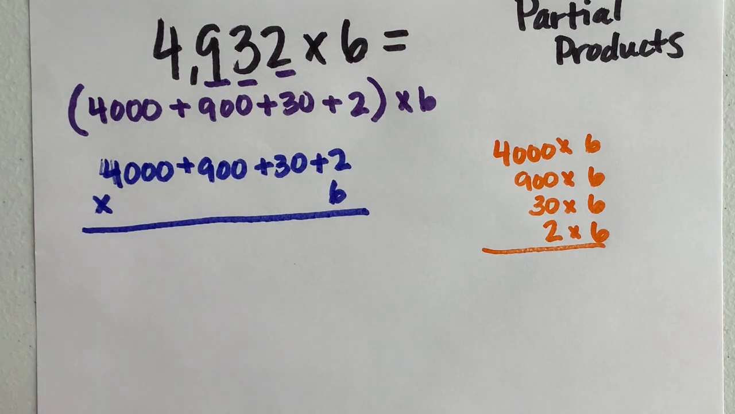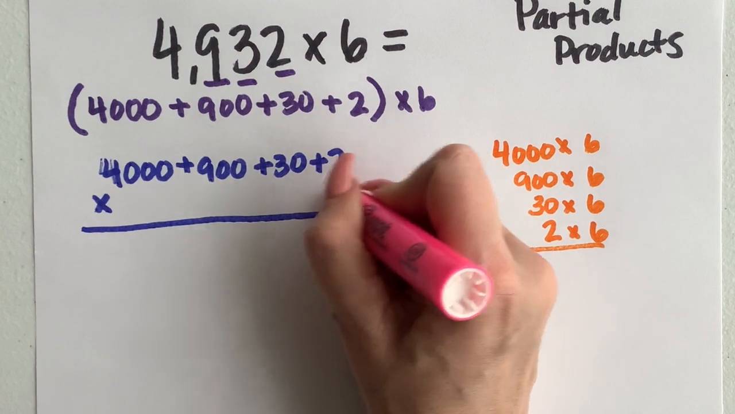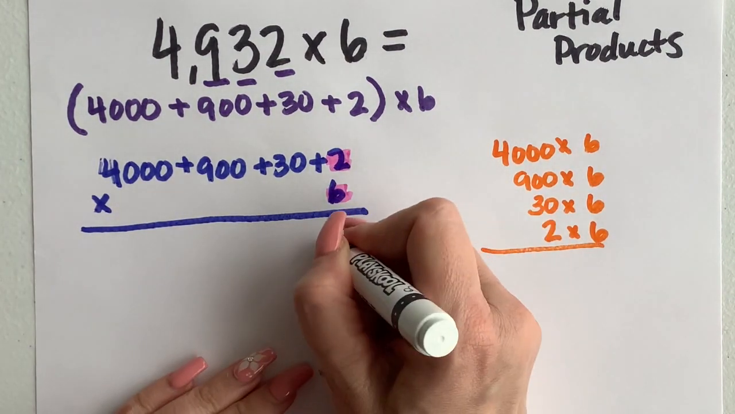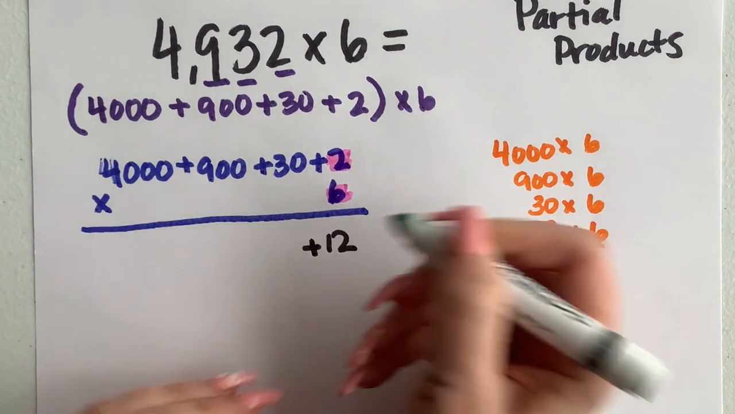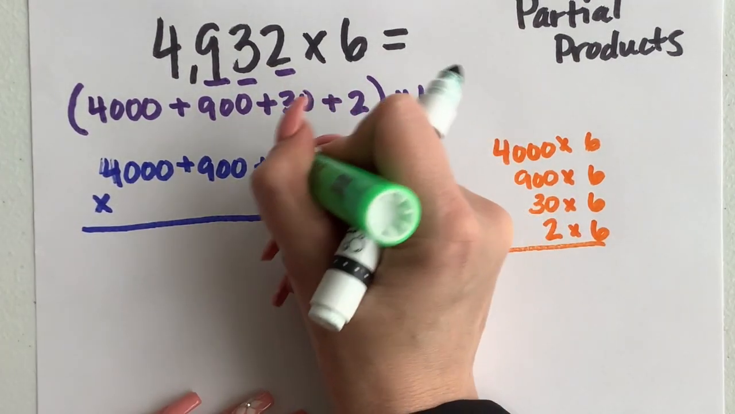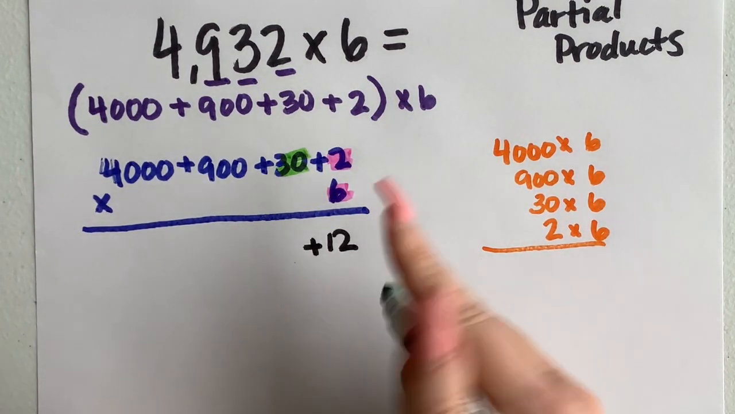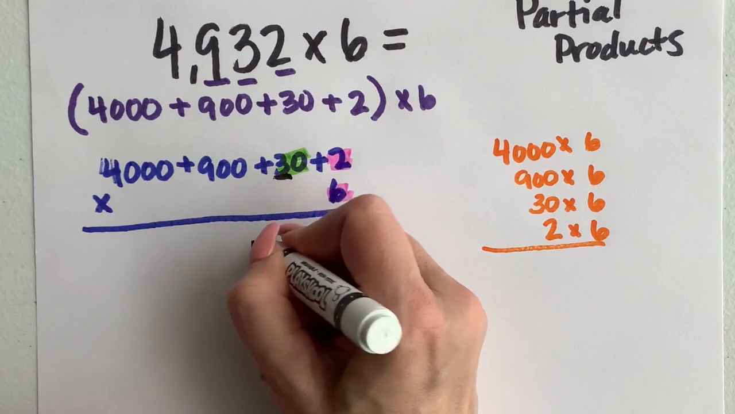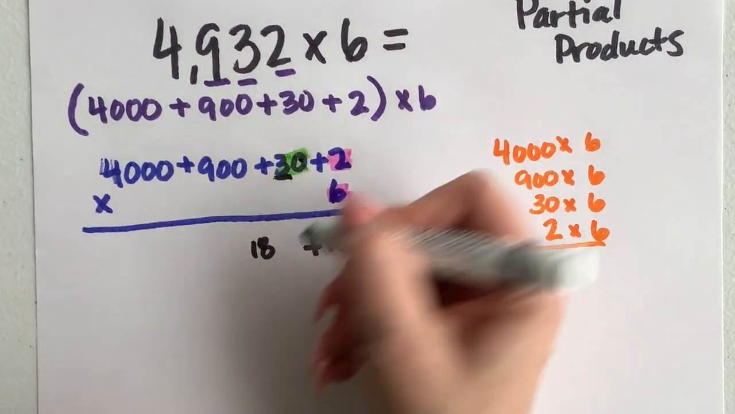So let's quickly multiply. The first thing I'm going to do is say 6 times 2. 6 times 2 is 12. Next, I'm going to say 6 times 30. 6 times 3 is 18, and 10 times more.